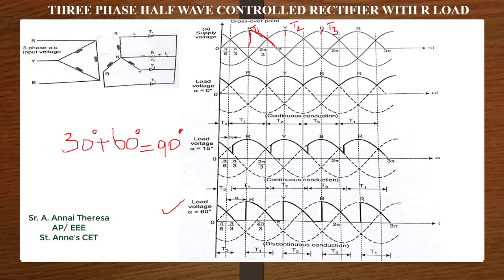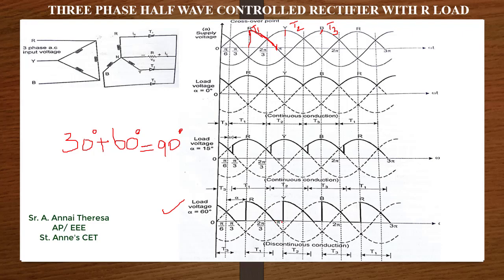Here it has reached 0, then the negative voltage starts. The input voltage is negative. For this negative cycle, this thyristor will be reverse biased, so the thyristor will be turned off. See here, at this point the thyristor has been turned off. So the output is 0.